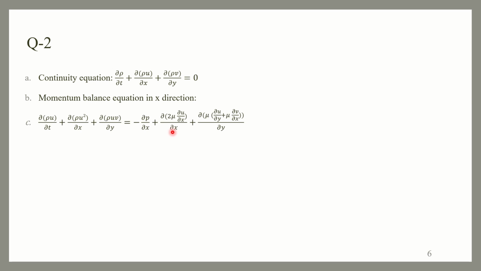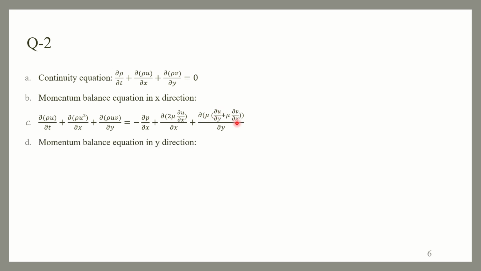So momentum balance equation in x direction, dou by dou x of rho u square plus dou by dou y of rho u v is equal to minus dou p by dou x plus dou by dou x of 2 mu dou u by dou x plus dou by dou y of mu dou u by dou y plus mu dou v by dou x.